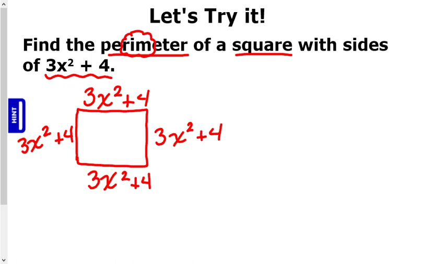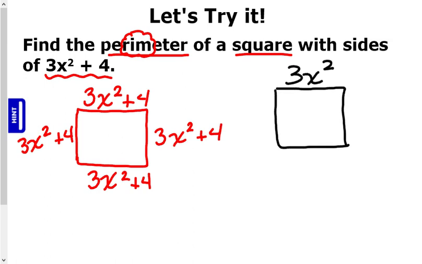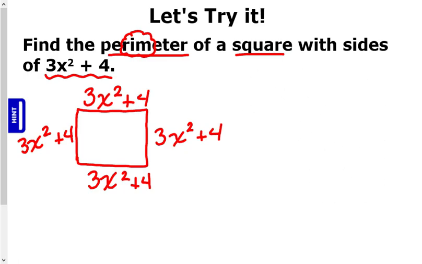Drawing the picture out really helps to make the problems make sense, because one thing some people try to do with this is they look at this and they say, okay, well, this side is 3x squared and this side is 4, and this is 3x squared. Well, that doesn't really make sense, because we know that in a square, all four sides have to be congruent. So they should all be labeled the same length. So this picture that I've drawn is the correct picture.